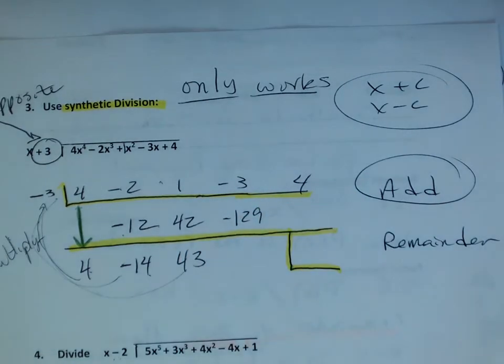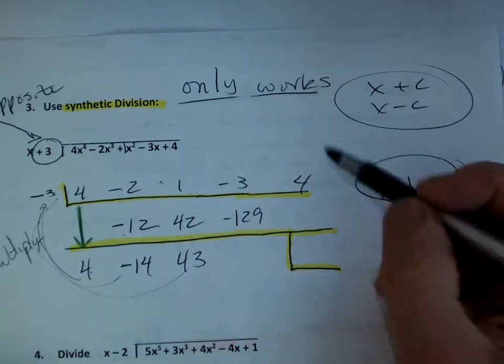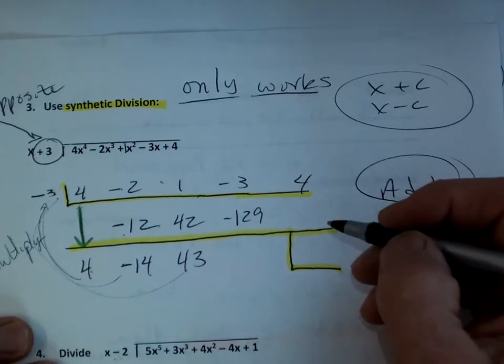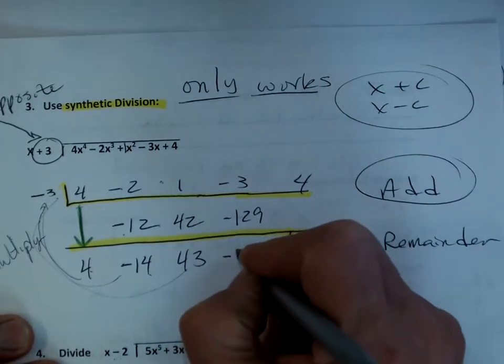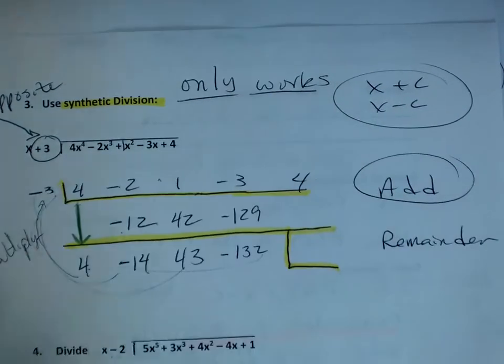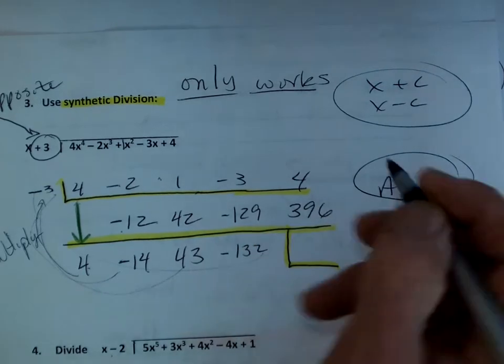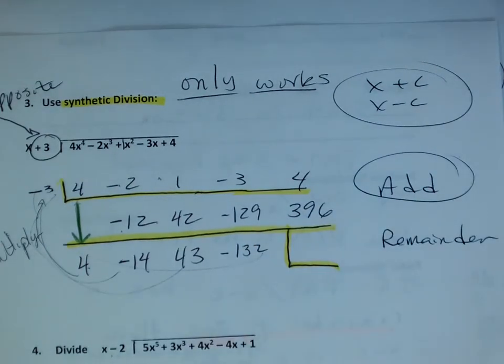How am I doing? And then I add. So then that's what, -132, I think. Then I multiply. 132 times 3. Whew, big numbers, but it's okay. It's the way it is. 396. Okay. And then I add, and I get 400, don't I?